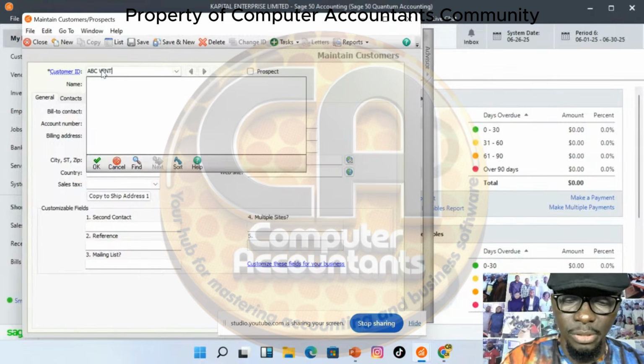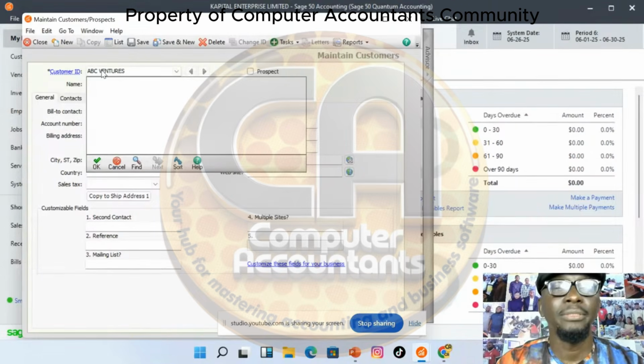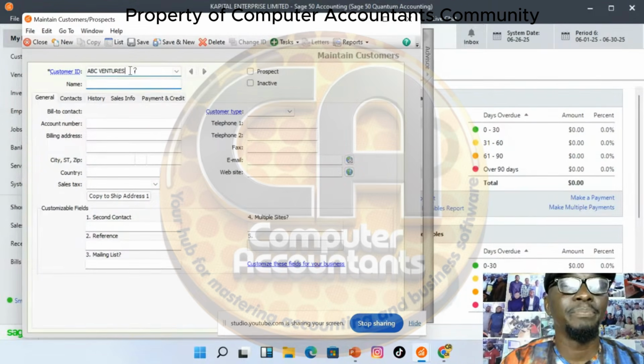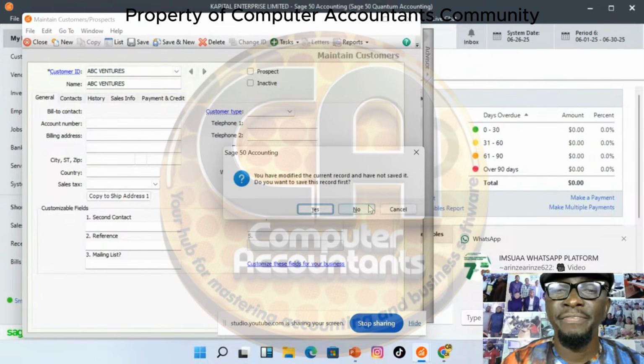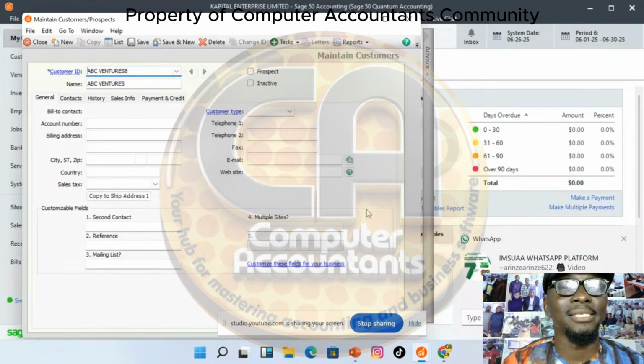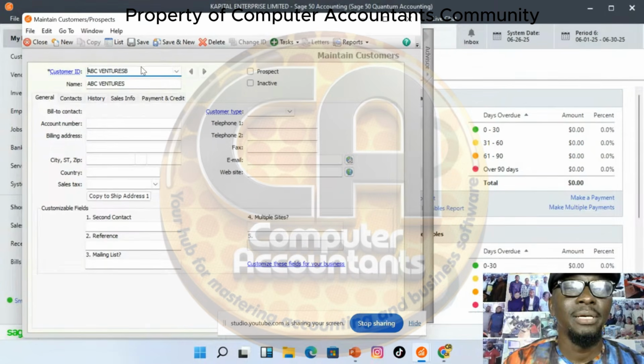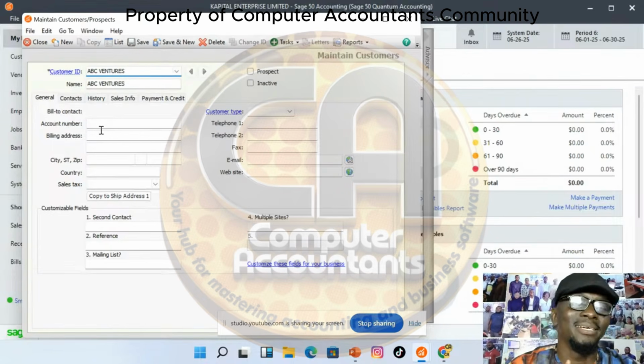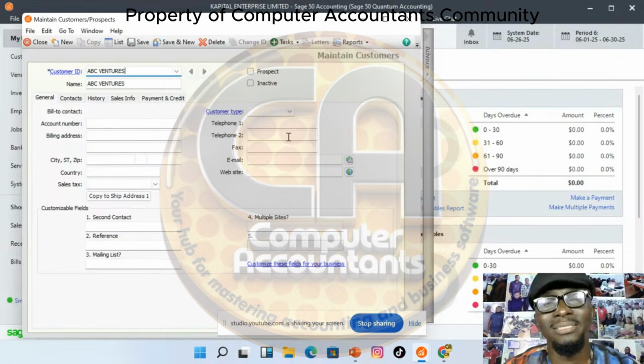ABC Ventures. Okay, you can copy and paste ABC Ventures. Please note that this particular customer ID can't go beyond 15 to 17 characters. Okay, so have that at the back of your mind. Now, the next thing is the number, these ones are more the phone number and the rest. Look at where I'm taking you to.